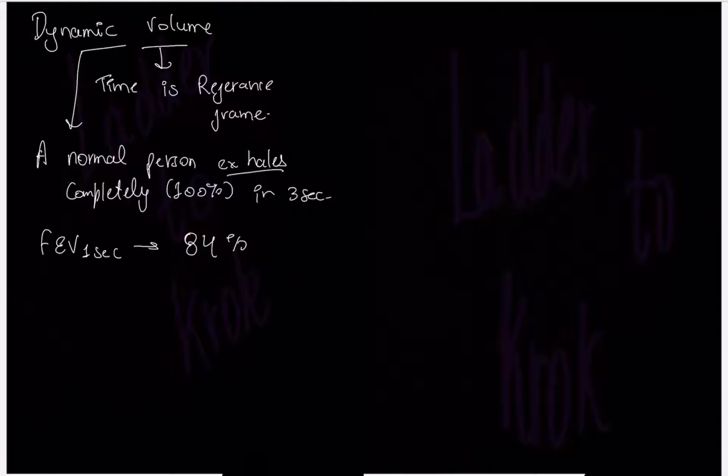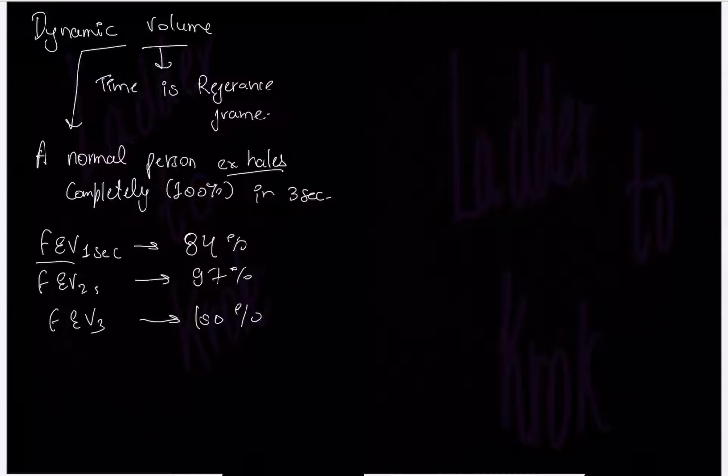See, basically the forced expiratory volume in 1 second is 84%. So basically what is this scenario? First I will tell you, FEV2 is 97% and FEV3 is 100%. So the person who expires the volume, normal human beings, expire 84% of the volume in their first second.